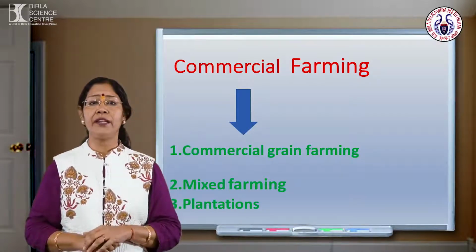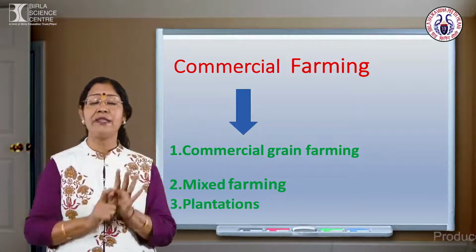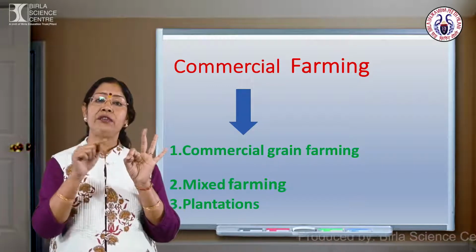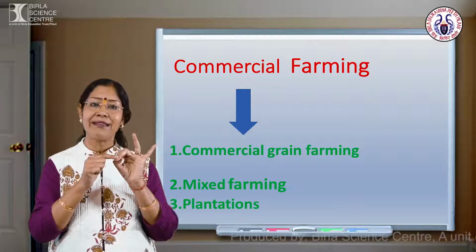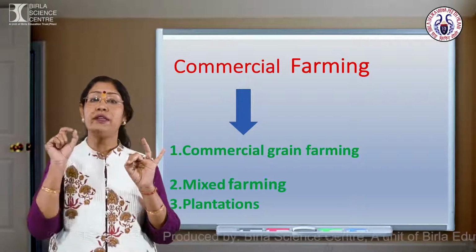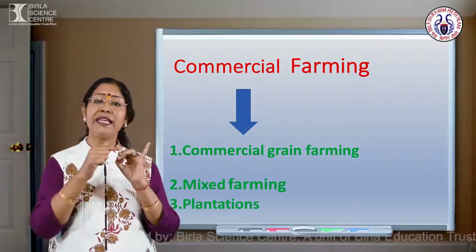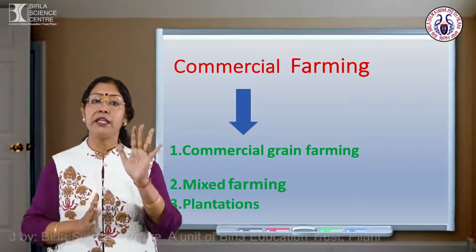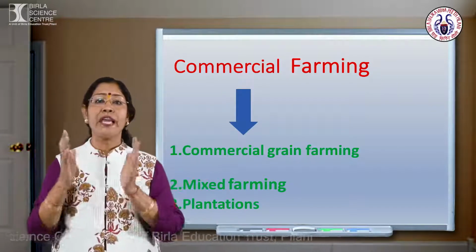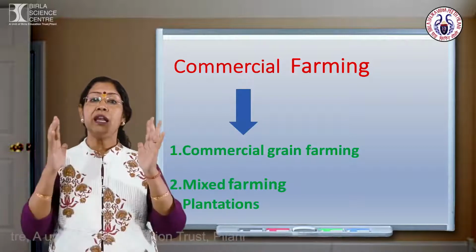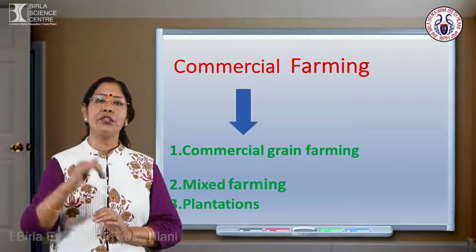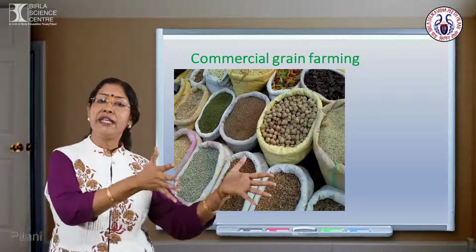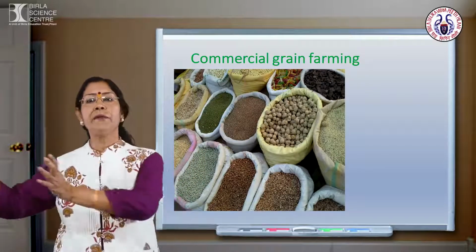The main characteristics of commercial farming are: it is designed for the large market, it is viewed with regard to profit, it is practiced on a big plot of land with the latest technology and machinery, and this farming needs a large number of labor and huge capital. The use of HYV seeds brings large scale production. This commercial farming is again further divided into three. They are commercial grain farming, mixed farming and plantation.